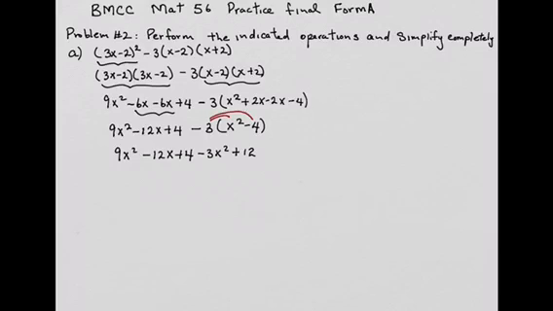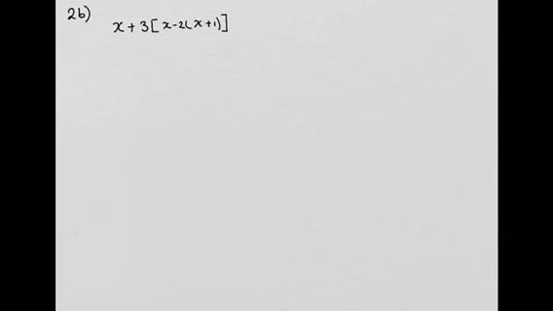And now we combine like terms. Notice the 9x squared minus 3x squared will give me 6x squared. The negative 12x, there's no like term with that, so minus 12x. And then I have a positive 4 and a positive 12, which give me positive 16. And this will be the final answer for number 2, part A. We'll now move on to problem 2b.